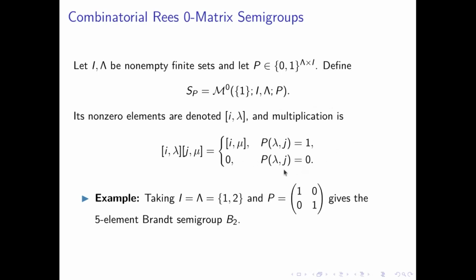If the entry in the sandwich matrix on the lambda row and j column is 0, then we define the product to be 0. And if it is 1, then we just multiply normally. One familiar example would be the Brandt semigroup. For the Brandt semigroup, we have a sandwich matrix 1, 0, 0, 1, and it has exactly the same structure as the Brandt semigroup.